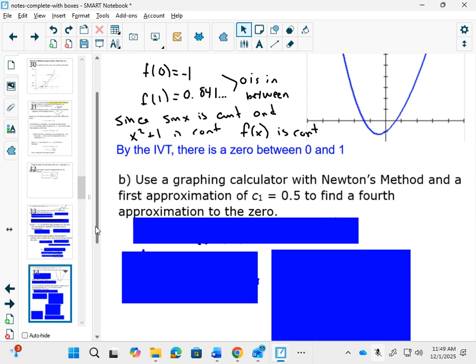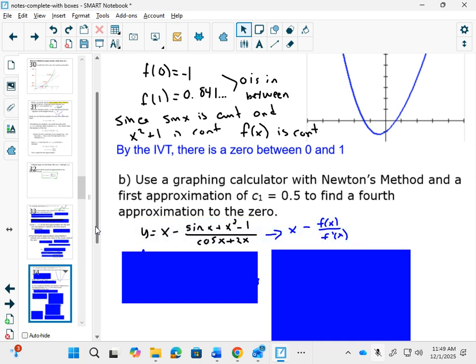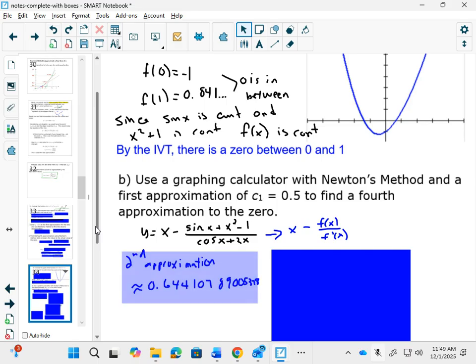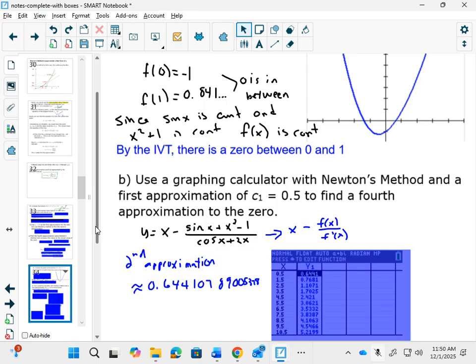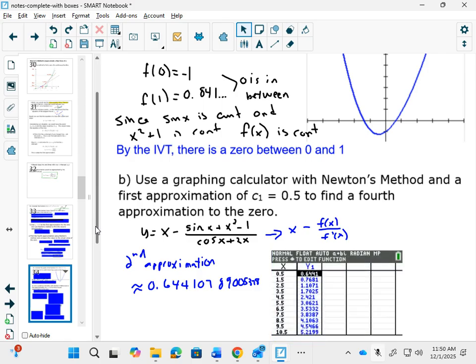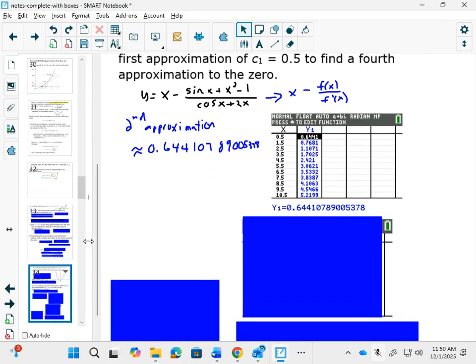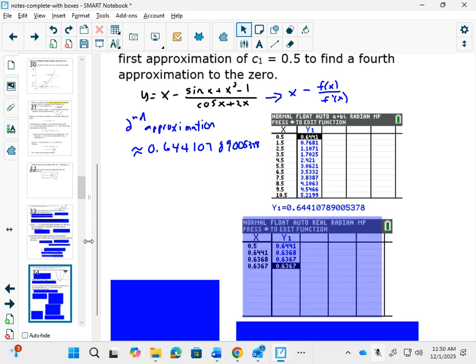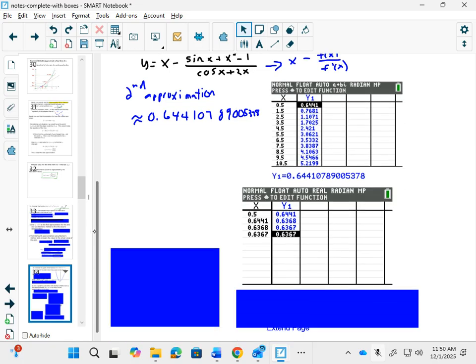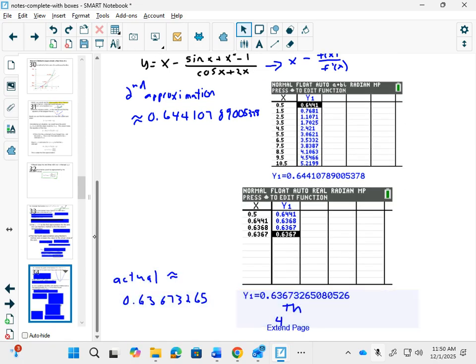First approximation, well, I would go with 0.5. 0.5 gives me 0.6441. My second approximation becomes 0.644107. And it's just a matter of continuing this. Here's the old one minus the old one's value over the derivative. You don't have to write these charts down. You can just continue it.